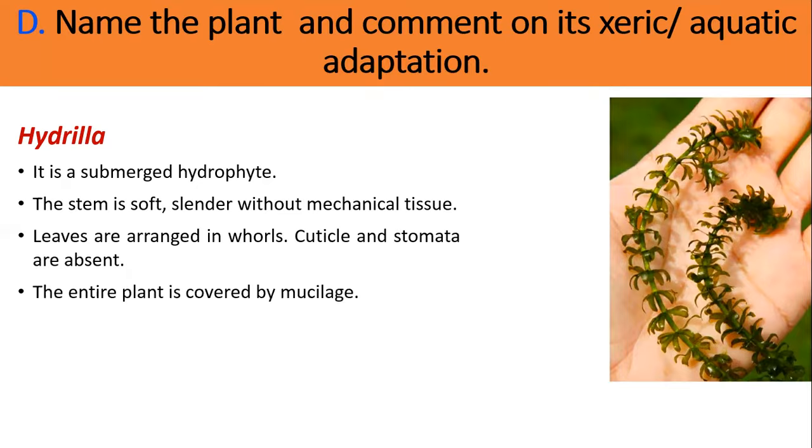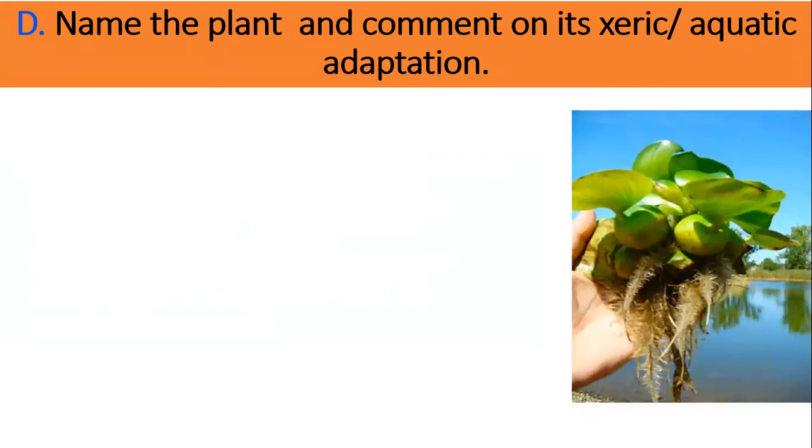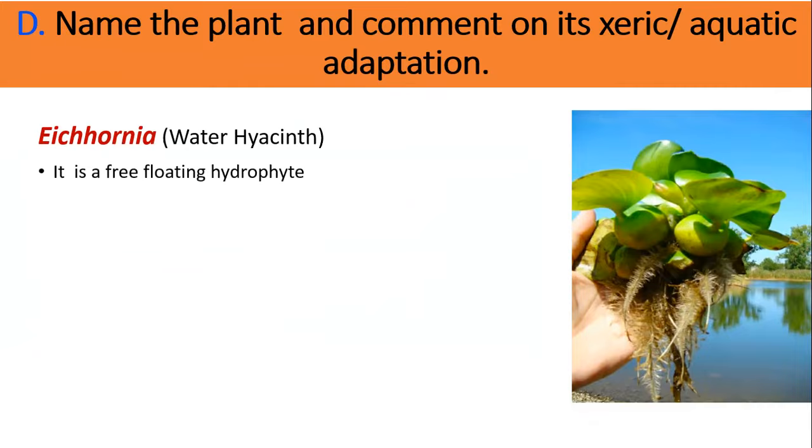The entire plant is covered by mucilage just to avoid osmosis. Or on spot D, you can get, name the plant and comment on its xeric or aquatic adaptation. So if you see something like this, it is aquatic adaptation, and this is the well-known plant Eichhornia, water hyacinth, also known as terror of Bengal.